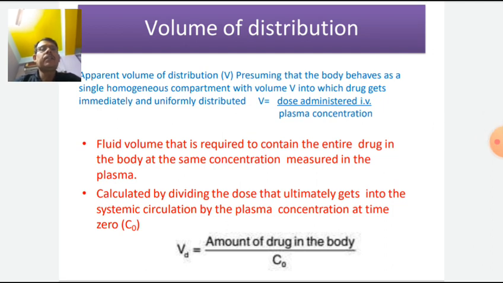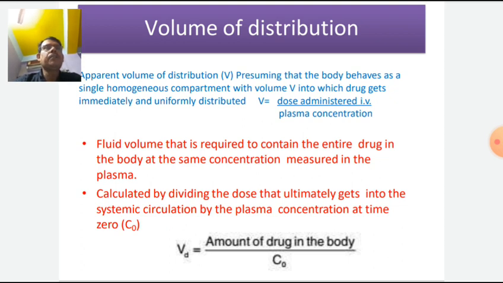Volume of distribution, basically called the apparent volume of distribution of the drug, is represented by V. It represents the volume in which the drug behaves as a single homogeneous compartment with volume V, into which the drug gets immediately and uniformly distributed. V is equal to the dose of drug administered through IV or parenterally, divided by the plasma concentration.